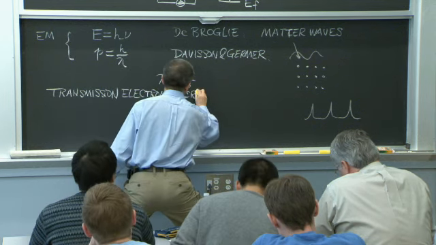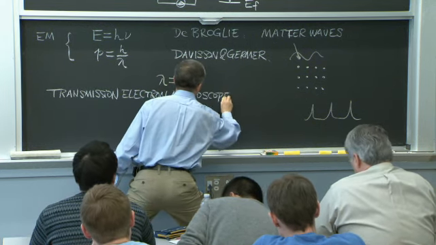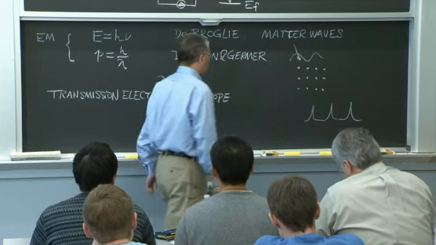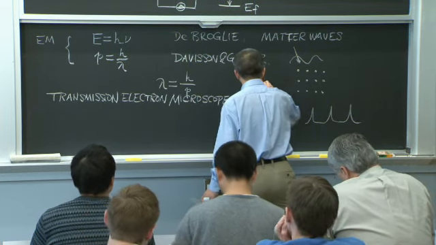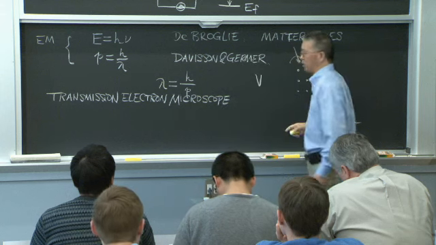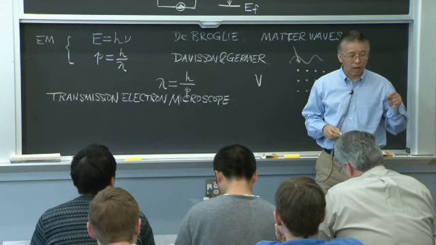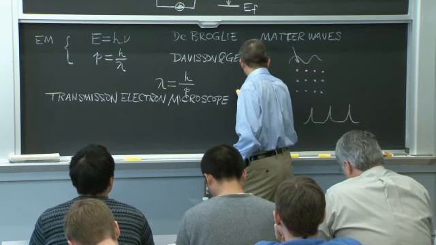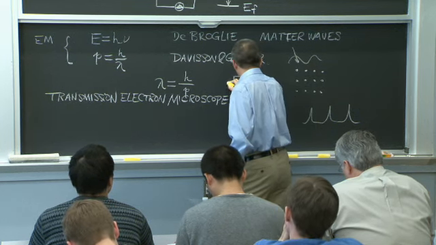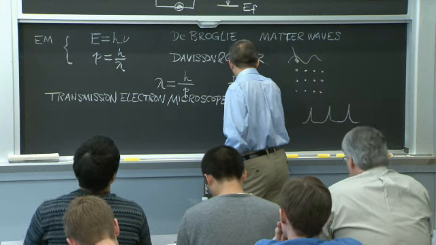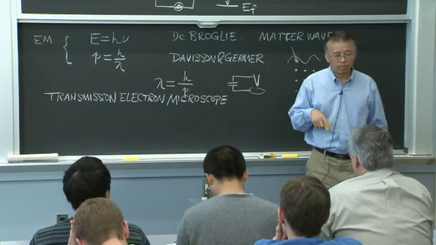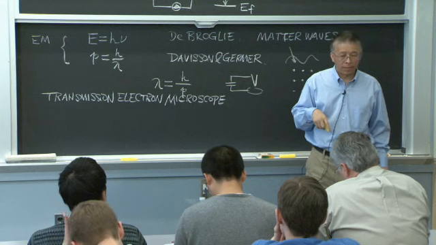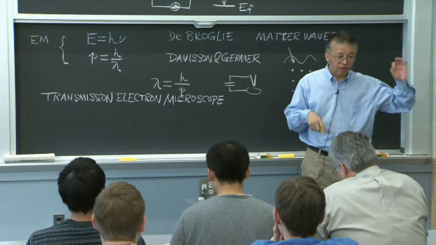Microscope, right? So how does it work? One way is you use a very sharp tungsten tip. You apply a high voltage to this tip and you drive the electron out. Okay, so this is a field emission.